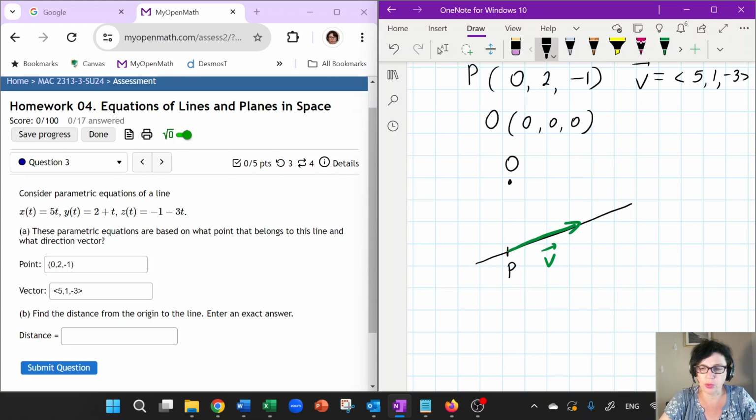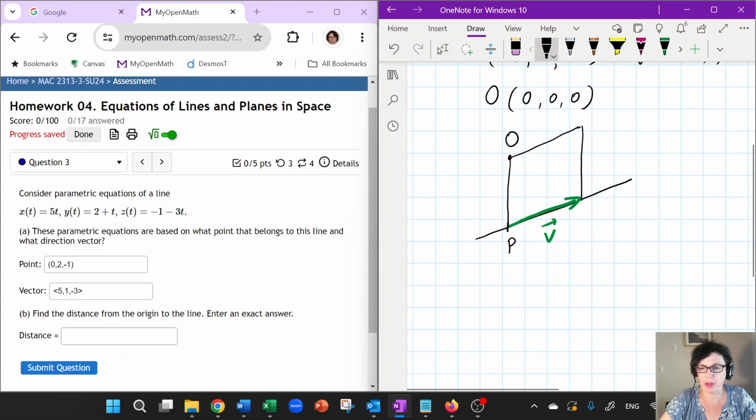The first thing you're going to need to do is construct a parallelogram out of OP and the vector V as adjacent sides. So you're going to need to draw a parallelogram like this. So just imagine that, okay? What is the area of this parallelogram? Knowing the formula for the area of the parallelogram, it is going to be the norm of the cross product of two adjacent vectors. So think of the vector PO and the vector V as the adjacent sides of the parallelogram, crossed.